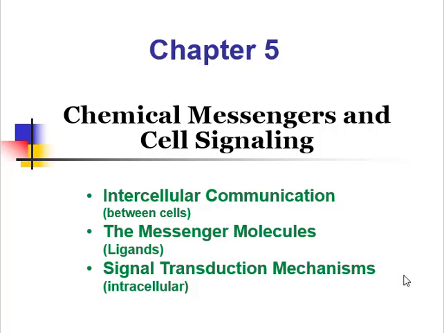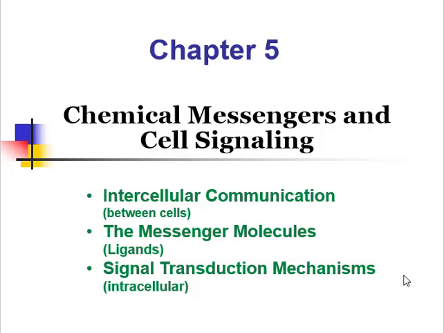Intercellular communication, which is communication between cells, the messenger molecules called ligands, and signal transduction mechanisms inside the cell, or intracellular. So in this chapter, we need to consider what we learned so far in this Unit 1 material, that cells work as a team to form tissues, and tissues work together to form organs, and organs work together to create systems. There are 4 primary tissue types, which were introduced in Chapter 1.